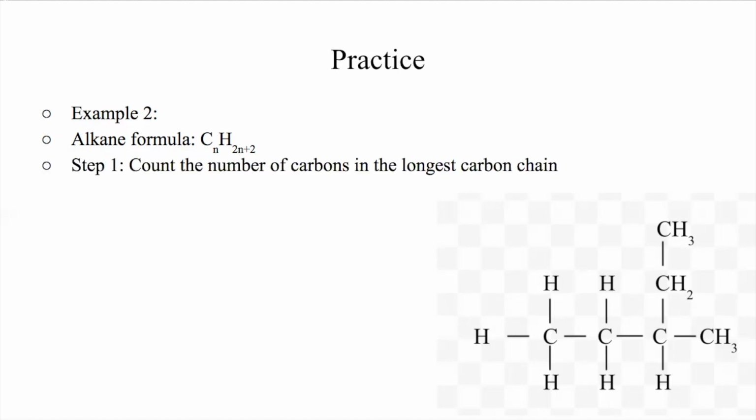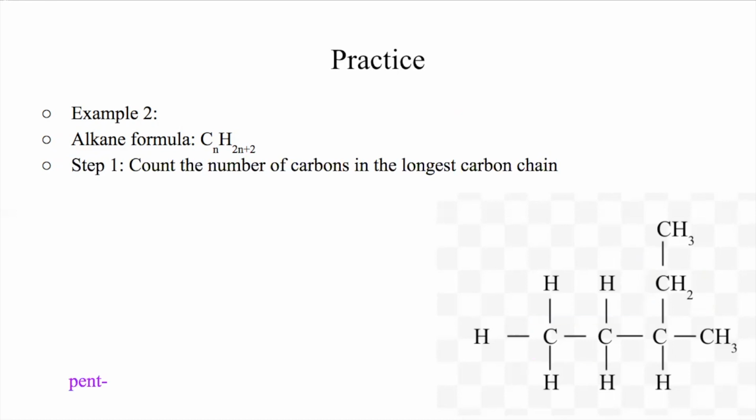First, we have to count the number of carbons in the longest carbon chain. Be careful with this one. It might seem like simply going across the bottom is the longest chain, but when we include the top 2 carbons, we see that the longest chain actually contains 5 carbons. This means that the root name will be pent.